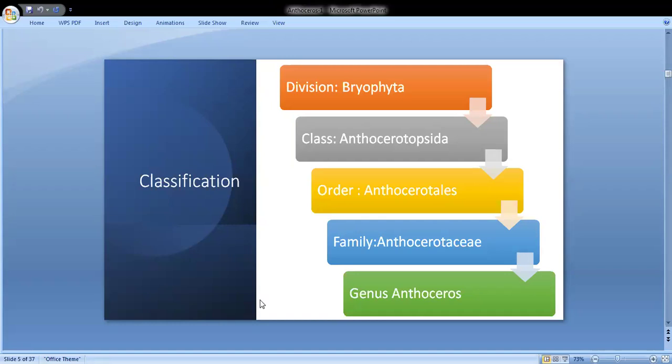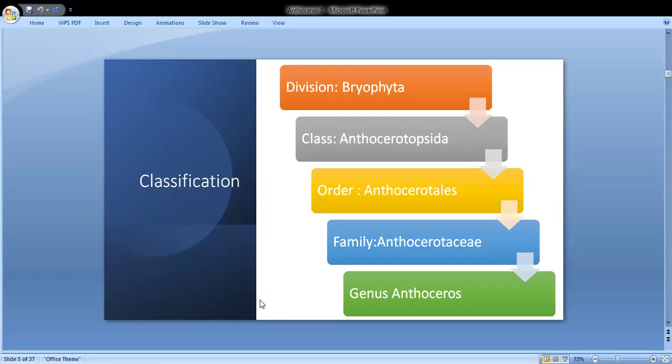Remember, what is the special character? In the structure of the thallus, mucilaginous cavities are present. These cavities contain blue-green algal forms, for example Nostoc and Anabaena, which live in symbiotic association in these cavities. This is the special character of Anthocerotopsida. Chloroplasts contain naked pyrenoids, which is an algal character. So the members of Anthocerotopsida have chloroplasts that contain naked pyrenoids, which is an algal character.